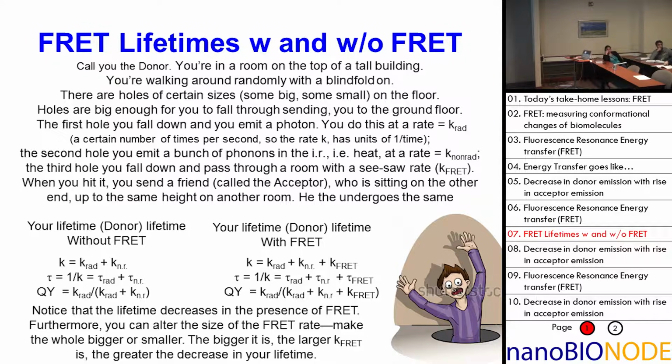So in fact, there will be a decrease in the donor's lifetime in the presence of the acceptor, because what the acceptor does is essentially make a little hole. And actually, it's not necessarily a little hole. It's maybe a huge hole. And a huge hole is really likely to go down there rather than just to give up heat or to give up a photon. OK?